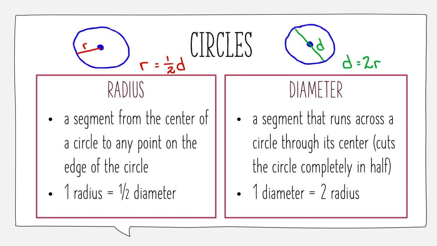Which one's always smaller? The radius is always smaller. Both of them have to run to the center of the circle. Okay? That is very important for both of these, is that they have to attach to the center of that circle. We good so far? Okay.